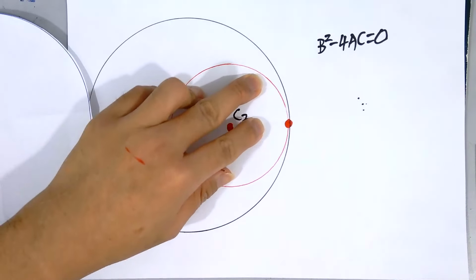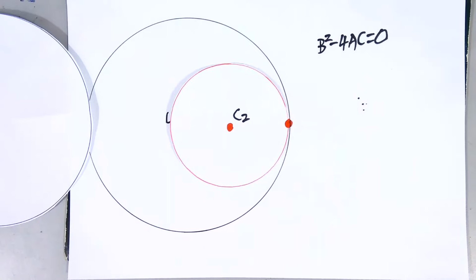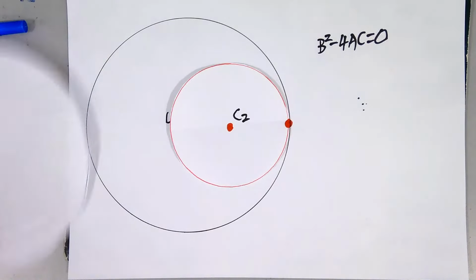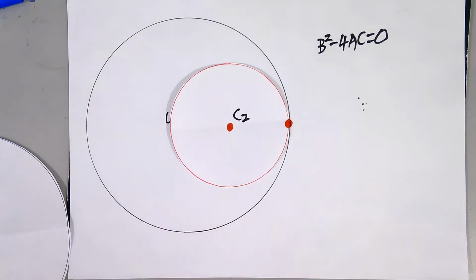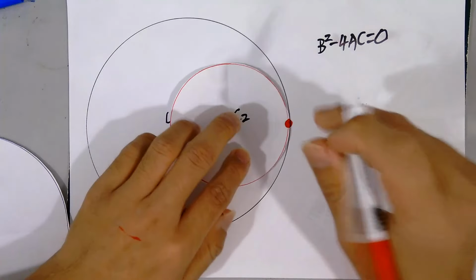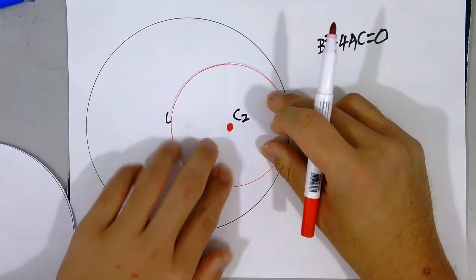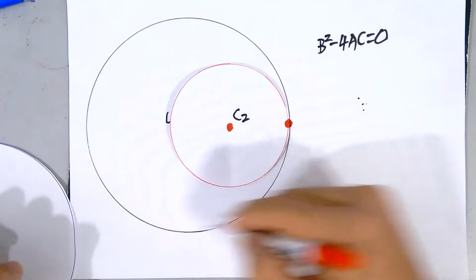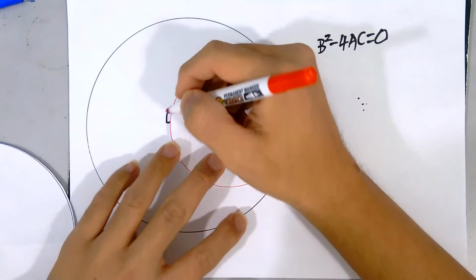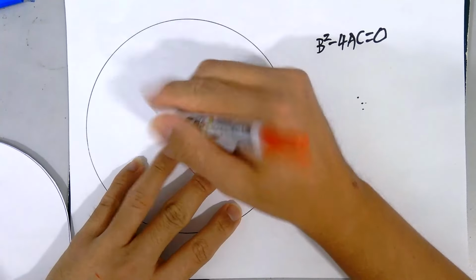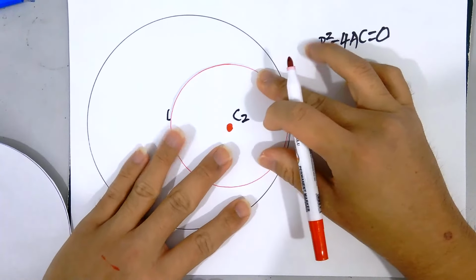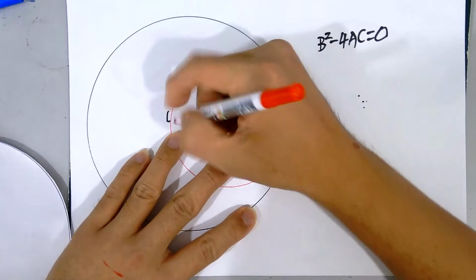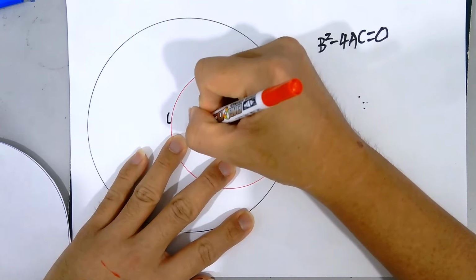Same as the first case, but from B square minus 4AC we can only know that they intersect at a point, but it doesn't really show that these two circles touch internally. So now, how do we show that the two circles touch internally? Actually, inside this circle there is a center, right? So I'm going to show the center for you.